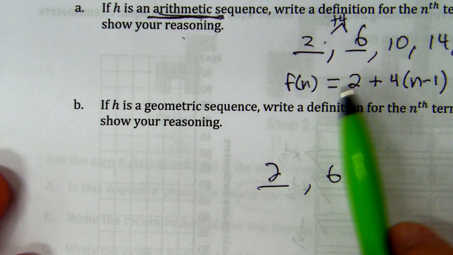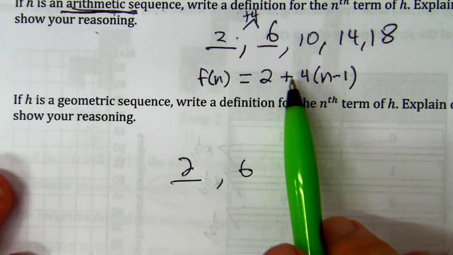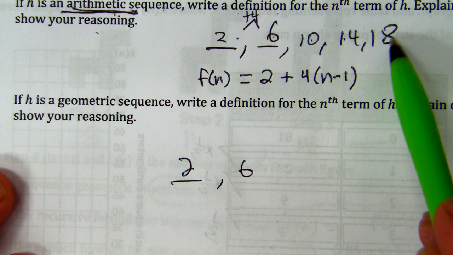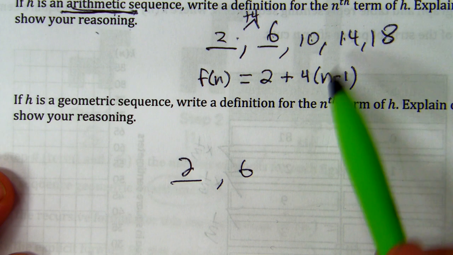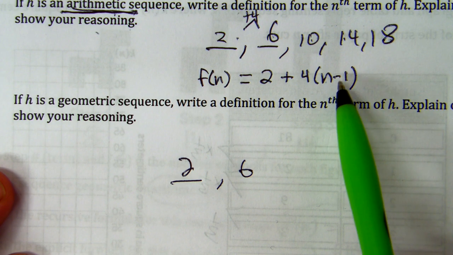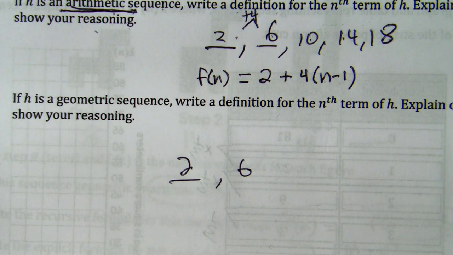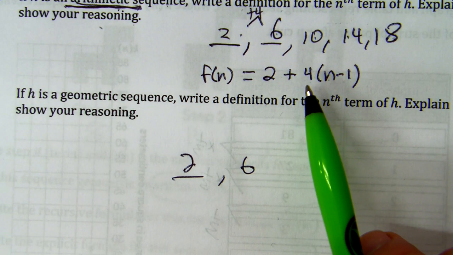And if you're never sure if you did it right, like I said, check. Watch. The first, second, third, fourth. The fifth term is 18. Let's see if that works. Is the fifth term 18? Let's see. Term 5. 5 minus 1 is 4. 4 times 4 is 16. 16 plus 2 is 18. It is. So that's the explicit arithmetic sequence.